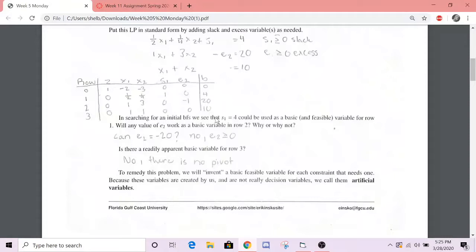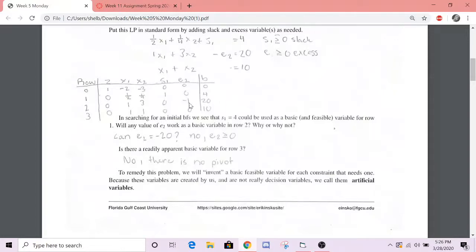So then we see that if we look at our table right now, our S1 is equal to 4. And it could be a basic and feasible variable for row 1. So then it asks, will any value of E2 work as a basic variable in row 2? So if we look at E2, it's asking, would we be able to solve E2 equal to 20?